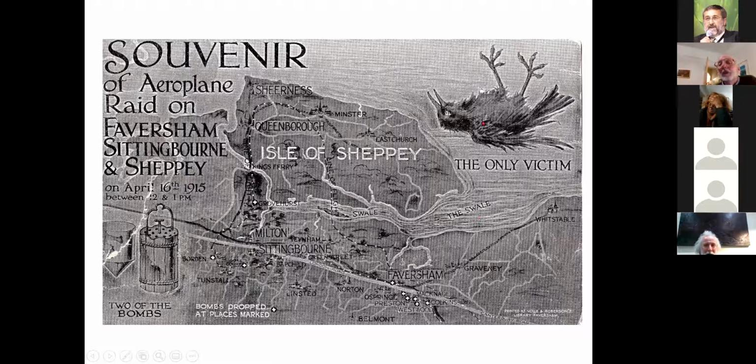And the only victim was this, I don't know whether it's a crow or a thrush or a blackbird, it varies according to the reports you read. But that apparently was sitting in a tree, again, varies between pear tree, plum tree and apple tree, that was knocked down by one of the bombs, and that was the only victim.